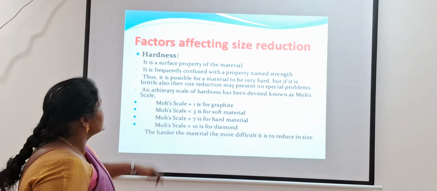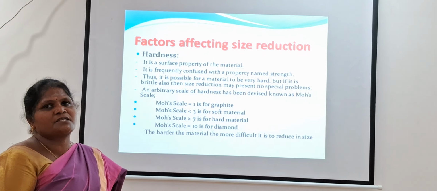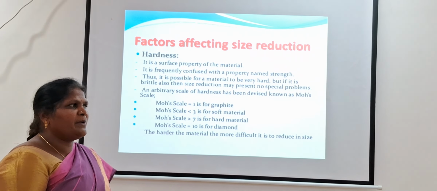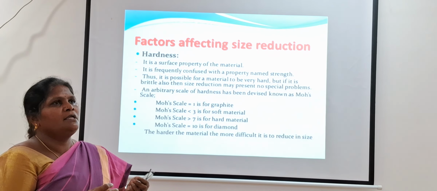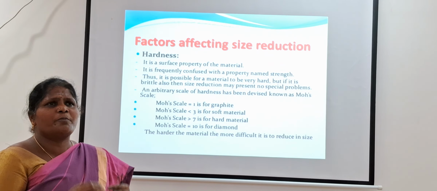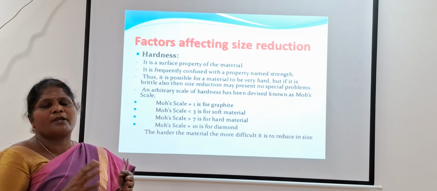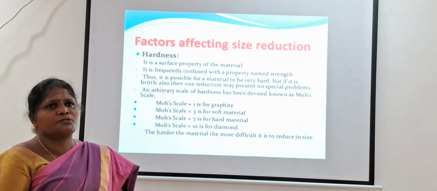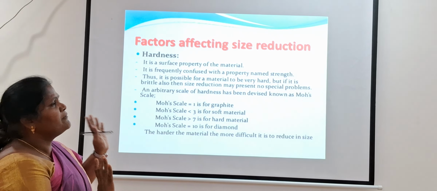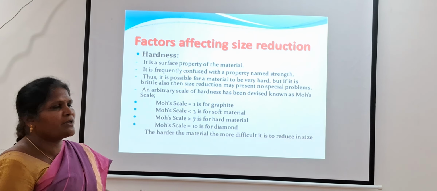And then next are the factors affecting size reduction. What factors affect size reduction? The first thing is hardness. Some materials are brittle in nature, and some are hard in nature. Brittle materials require a small amount of energy, but hard materials require more energy. So this is the main criterion. The energy required is the main factor in reducing the size of the particles. So hardness is the important property.